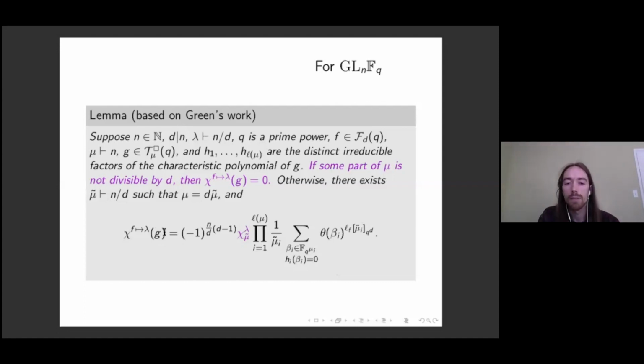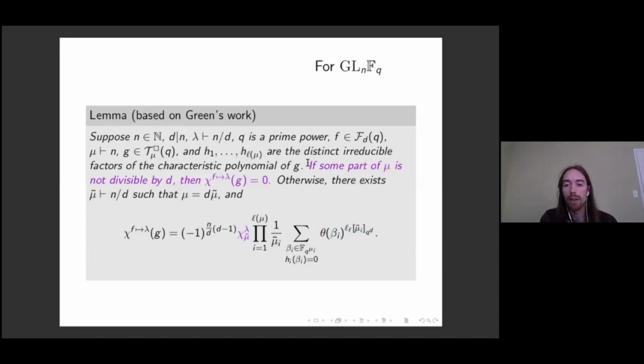But the formula is written in terms of a sign times a symmetric group character, which is familiar, old news, times a product of some sums of complex numbers. You can think about this stuff over here as just being some complex numbers associated to the eigenvalues of the matrix that we're plugging into this character. So in some sense, this does highlight how the GLN(Fq) character theory is similar to the symmetric group. It's just got a lot more information going on.